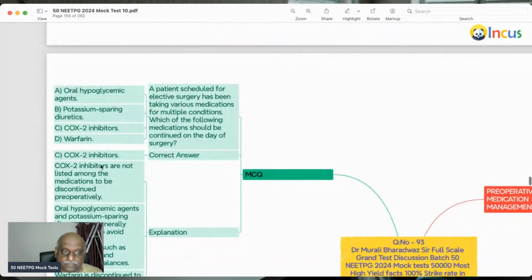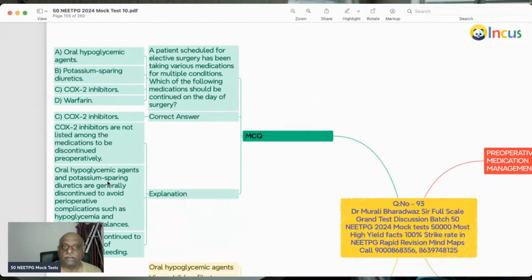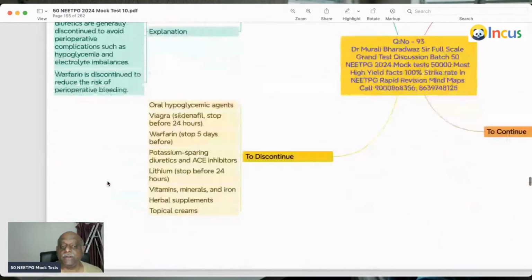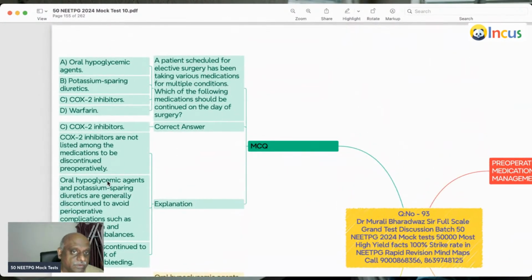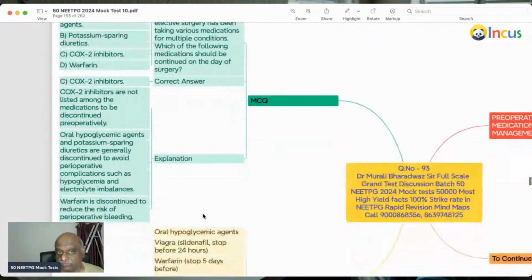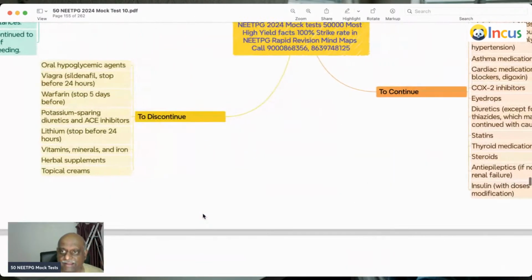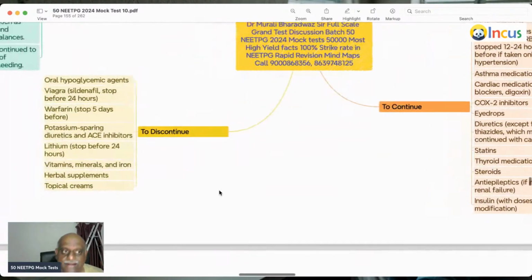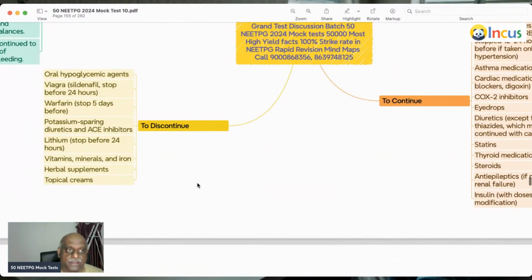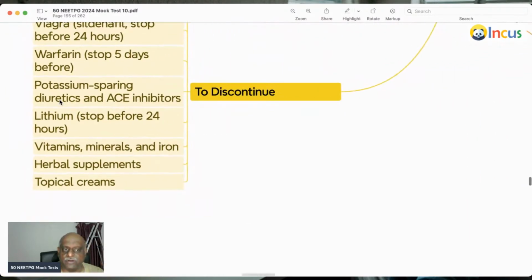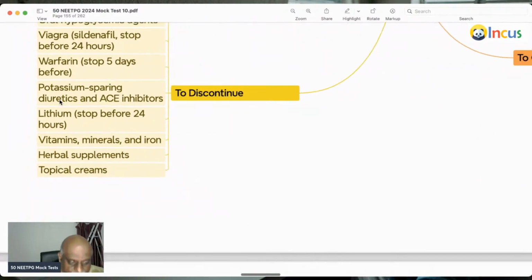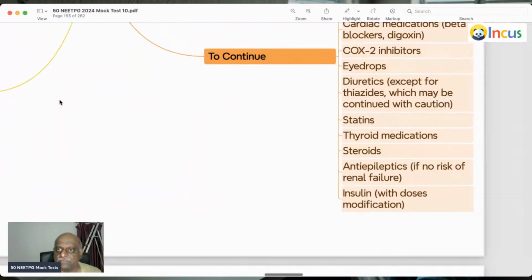Now, doctor, what drugs you need to discontinue before the day of surgery, and after the day, which you can continue. I'll leave the literature for you. Oral hypoglycemics, Viagra, warfarin, potassium sparing diuretics, lithium: stop before 24 hours. Vitamins, minerals, iron, herbal supplements, topical creams.